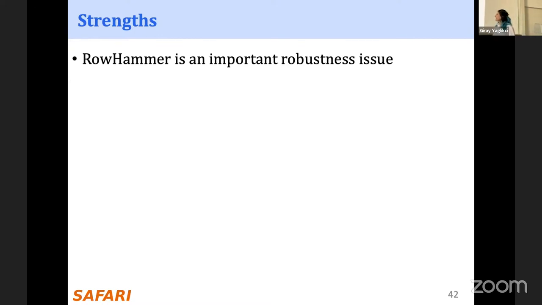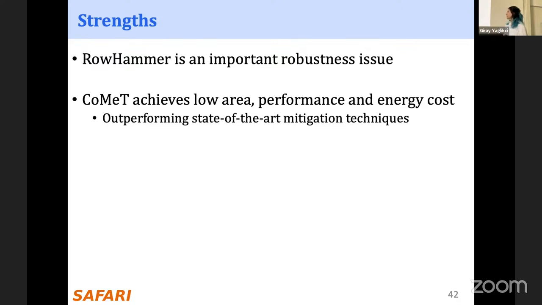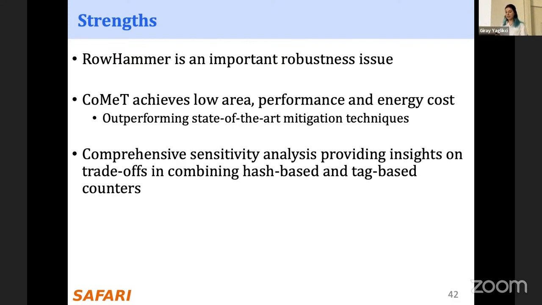So I listed some strengths for my own paper, which seems weird, but RowHammer is an important robustness issue in today's systems, and it will likely be very important in future systems as DRAM becomes more vulnerable. So this is a very relevant paper with a great goal. And CoMeT achieves low area, performance, and energy costs, outperforming state-of-the-art mitigation techniques. It has a comprehensive sensitivity analysis providing insights on the trade-offs in combining hash-based and per-row counters. It has many results, many evaluations and analyses.